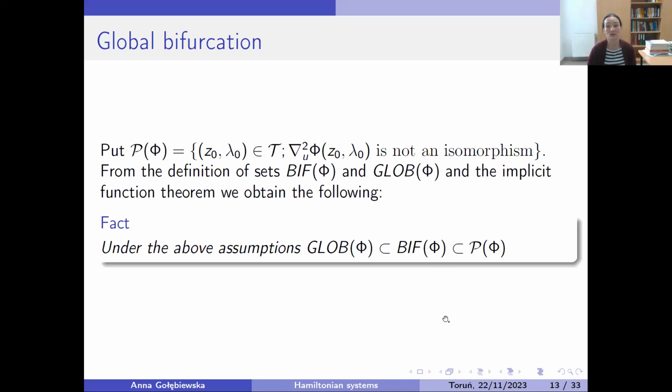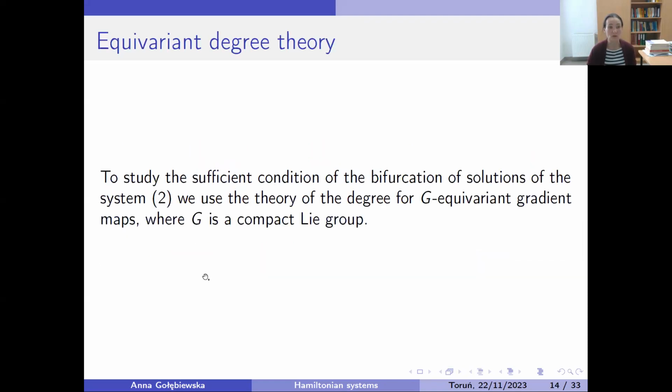So from the definition of my sets of bifurcation and global bifurcation, I have the following fact. Each point of global bifurcation has to be a point of bifurcation, and additionally, each point of bifurcation has to be in the set of points for which this operator is not an isomorphism. So I have the necessary condition. But of course, the most important for us is the sufficient condition. To study the sufficient condition, in fact, we use some tools of equivariant algebraic topology. Mainly we use the theory of the degree for equivariant gradient maps.